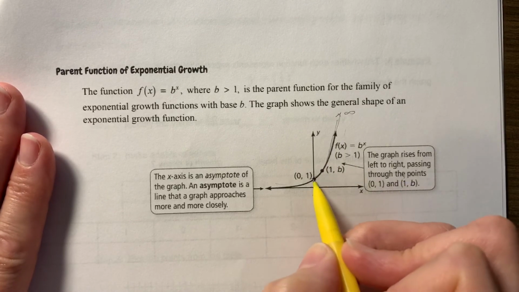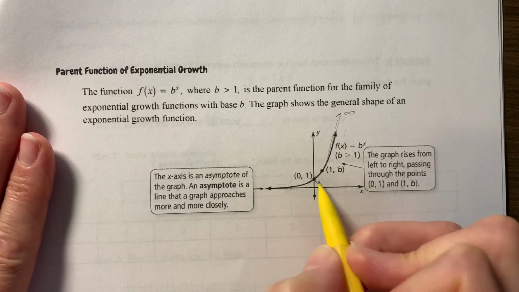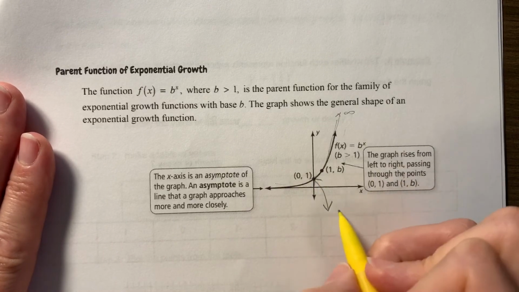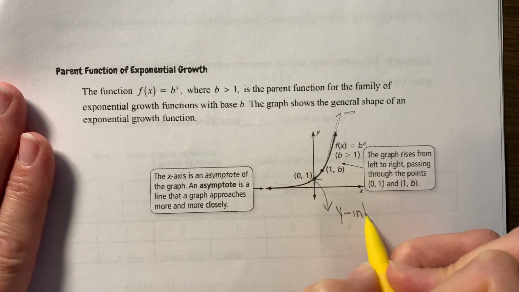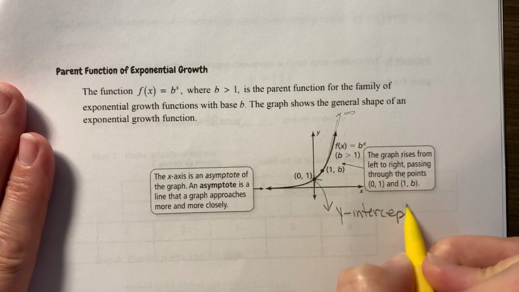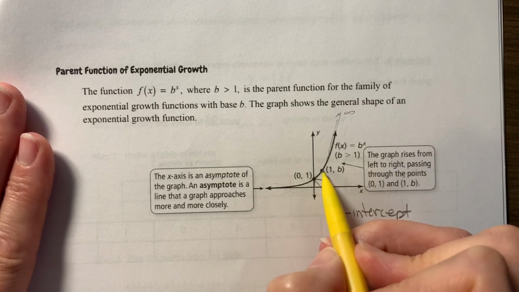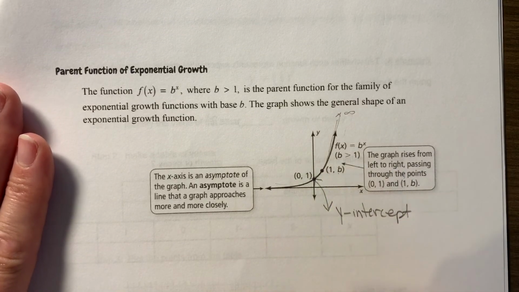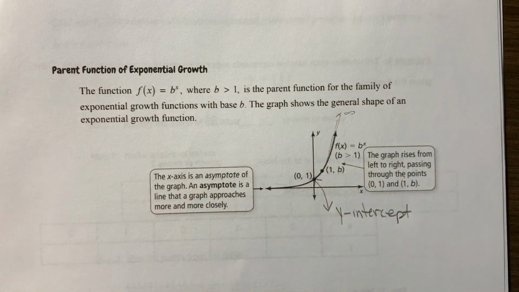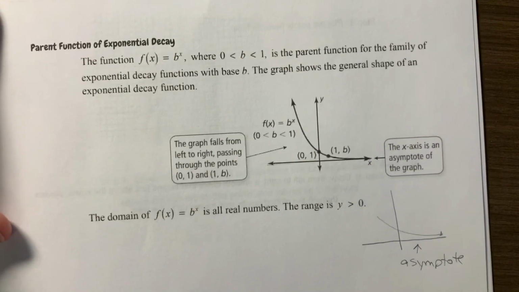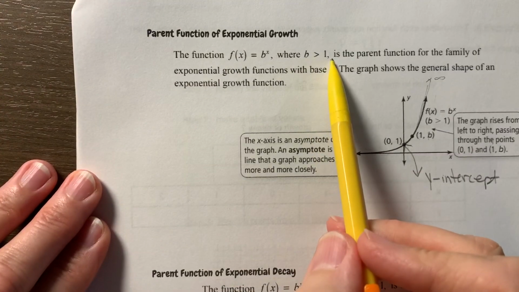Passing through the point 0, 1, that is kind of a special point. It is your y-intercept. And another point on the graph is going to be 1, b. That will make more sense when we start graphing these. Okay, so that's a growth. And notice up here it said b greater than 1.